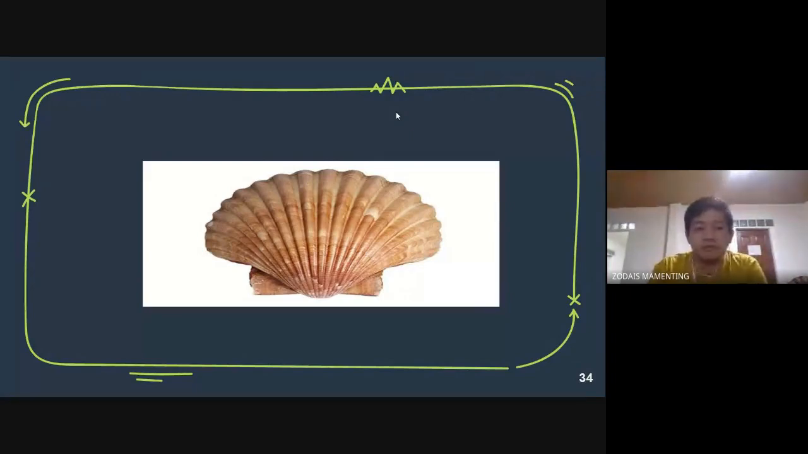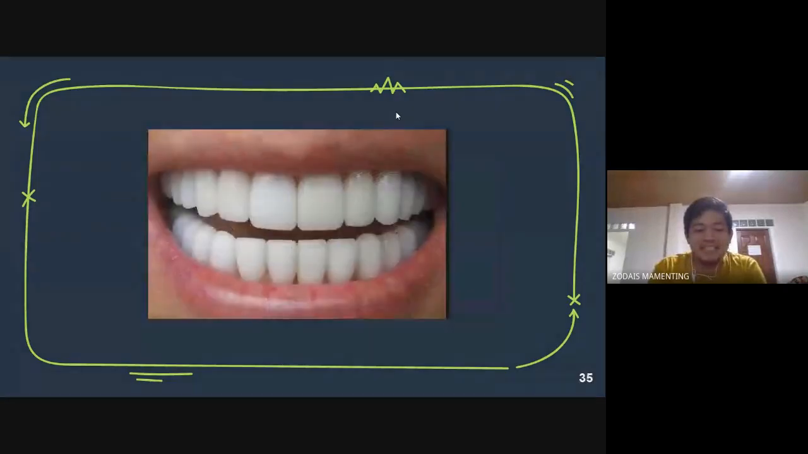Next is teeth. Are our teeth minerals? The teeth are naturally occurring. It is solid. But our teeth are not minerals because they are organic. Our teeth are organic constructs built by our body. It is from a living organism. That's why it is not a mineral.